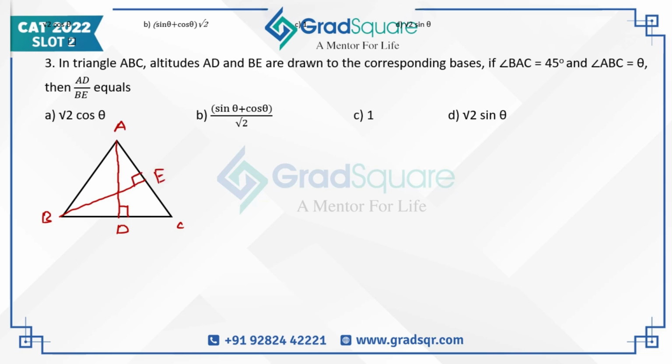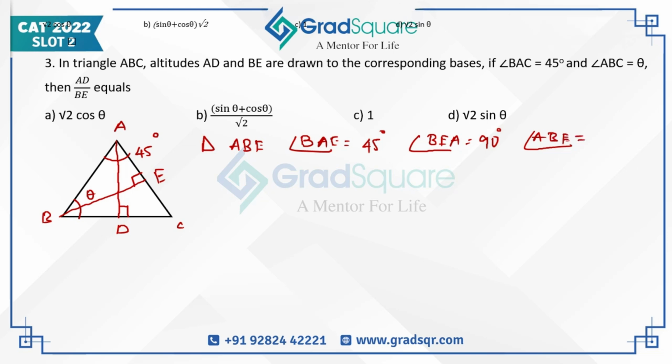And angle BAC is 45, so this will be 45 degrees, and angle ABC is theta. Now in triangle ABE, the sum of the angles of a triangle is equal to 180 degrees. Now I have one of the angles, BAE, equal to 45 degrees, and we know that angle BEA is 90. That makes the other angle to be what? The other angle has to be 45 to make the total 180 degrees. That means AE will be equal to BE in length.